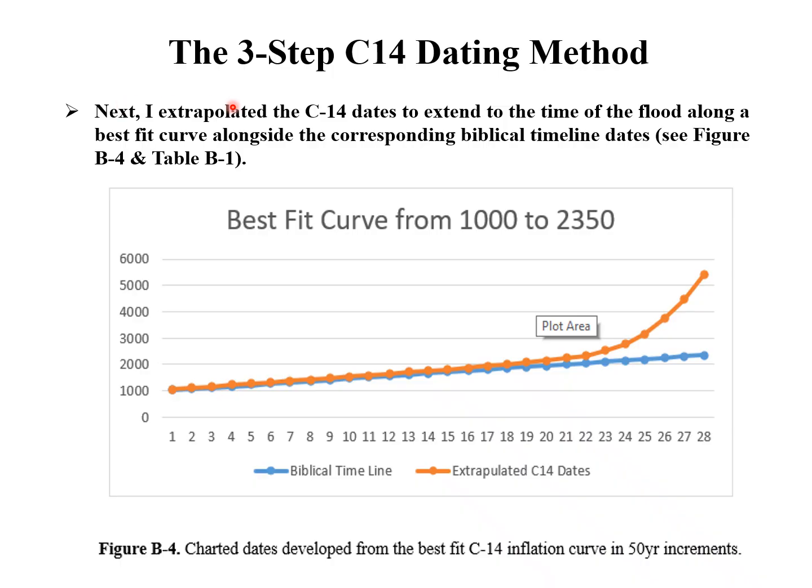And then I extrapolated the C14 dates to extend to the time of the flood along the best fit curve alongside the corresponding biblical timeline dates. Okay, so the blue represents the biblical timeline, and the extrapolated C14 dates are the orange. And as you can see, once we get past a certain point around 1800 BC, it does start, just like it was predicted in the B&H theory, getting exponentially out of whack here. Okay, so anything before 1800 BC is not reliable. There's no calculable way. I mean, we can get some rough qualitative, but nothing quantitative. Okay, but it definitely can help us do some qualitative adjustments.